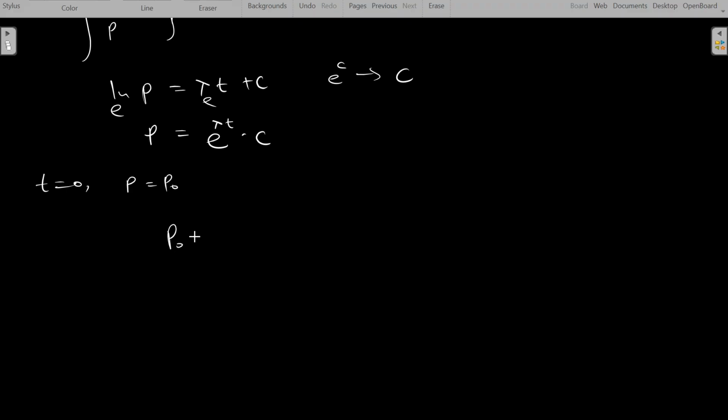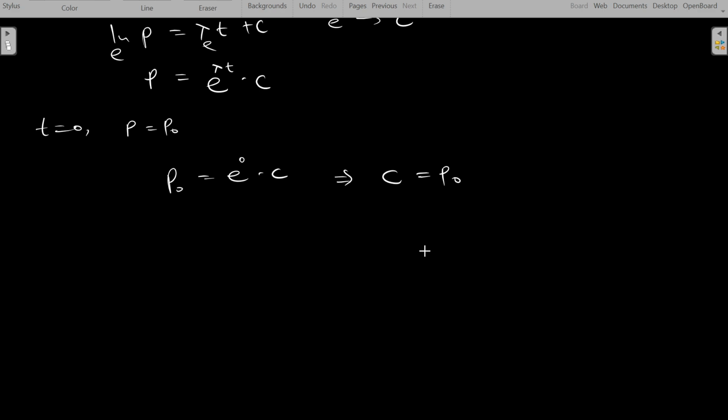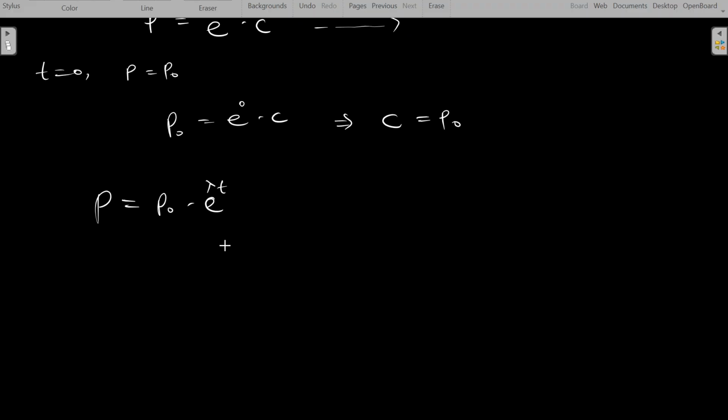So P initial should give us e raised to lambda multiplied by 0. This will go to 0 multiplied by the constant. So from these, we're getting that our constant equals the initial value. Okay. So from there, let's get back to the equation. This is our first equation, and we substitute our value of C. So we're saying P equals P0 multiplied by e raised to lambda t. Okay, so this is our first equation that we should keep in mind.